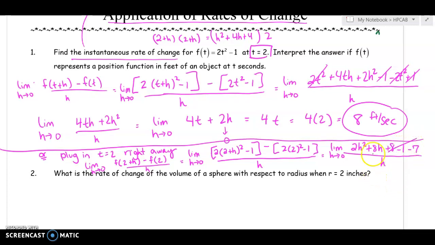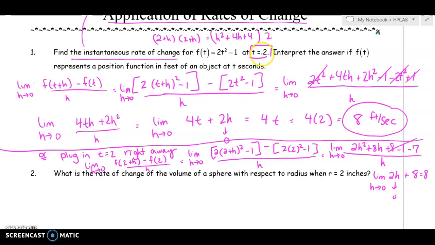All right. And you can also reduce the h's. So the limit as h approaches 0, if you divide 2h squared by h, you get 2h. And 8h divided by h is just 8. When you plug in 0, this goes to 0, and so you're left with just 8. So you'll notice either way you do it, you're going to get 8. So the answer is 8 feet per second.